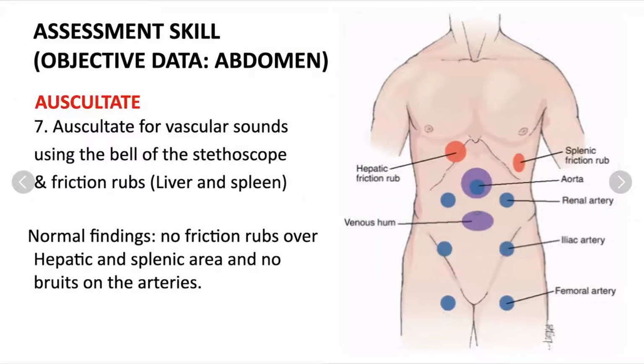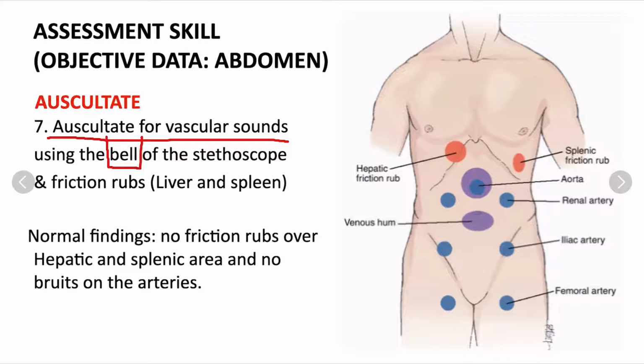so we go to auscultating. After auscultating the quadrants, right? Step 6 was just for the quadrants of the abdomen. Now we're going to define places for the abdomen. This is what I was telling you earlier, that you could do bilateral assessment in this part. Okay, so we auscultate for vascular sounds. And what part of the stethoscope are we using? We would be using the bell.